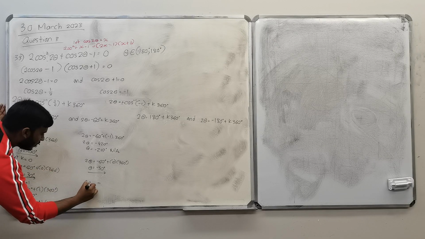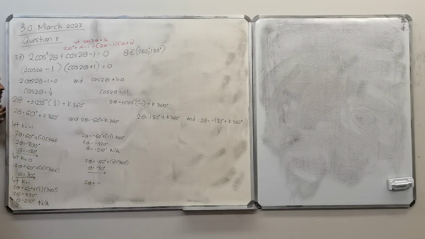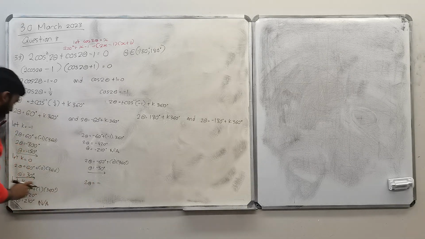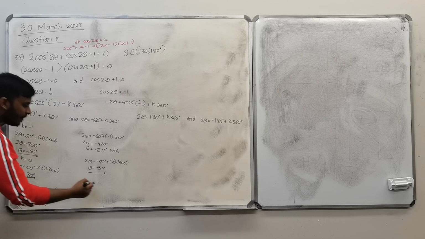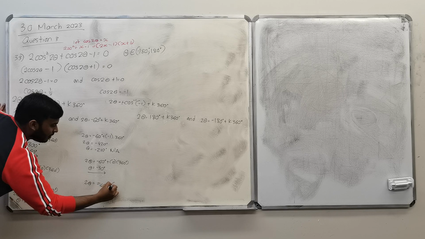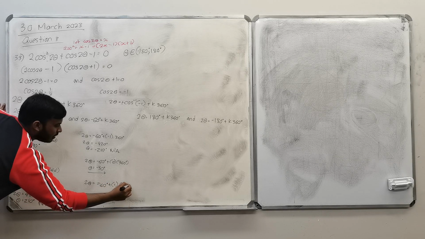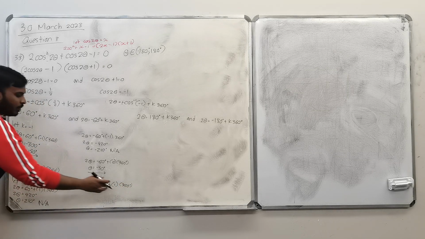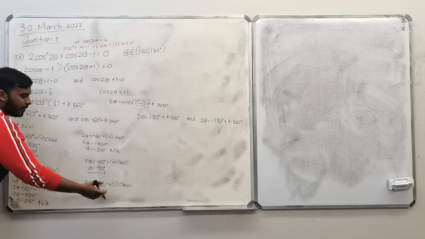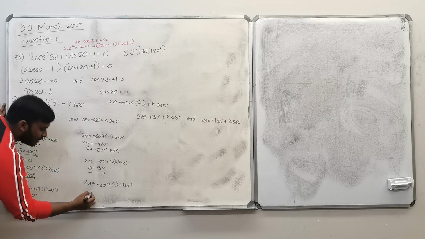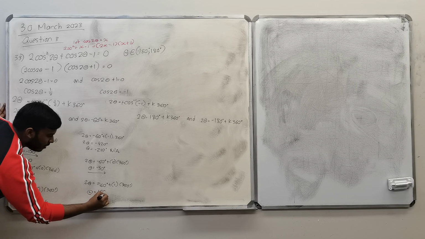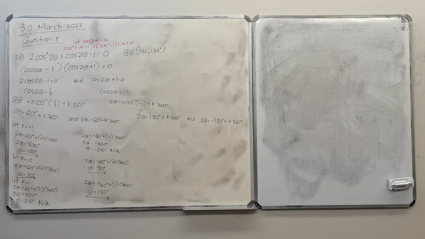Then we look at k equal to 1, right? Minus 60 plus 1 times 360. 1 times 360 is 360, minus 60 is 300. So theta is equal to 150, still in our range. Fine. So now we got minus 150, 30, minus 30, 150. All these values work. Okay? So it's not difficult, right?